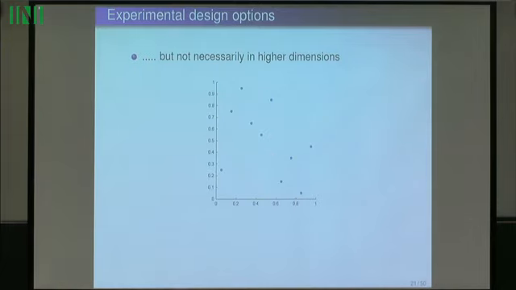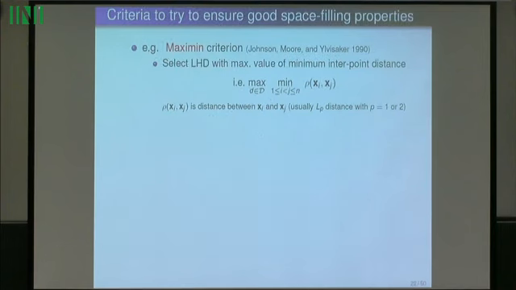So what people often do is they put another criterion on top and say, well, let me pick a Latin hypercube design that satisfies some space-filling criterion. And a common one is maximize the minimum distance between 2 design points, to try and spread all these design points out as much as you possibly can. So that's what that says.